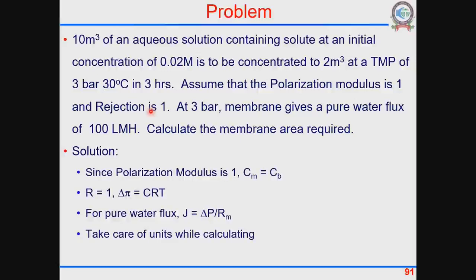Okay, so again, polarization modulus is 1, so that means Cm is equal to Cv. R is 1, so delta P is nothing but the bulk concentration, or C in general, RT. So for pure water flux, remember, there is no osmotic pressure opposing the applied pressure gradient. So the flux would just be delta P by Rm. Most importantly, take care of units while calculating. So now you can solve the problem before you go to the next slide.